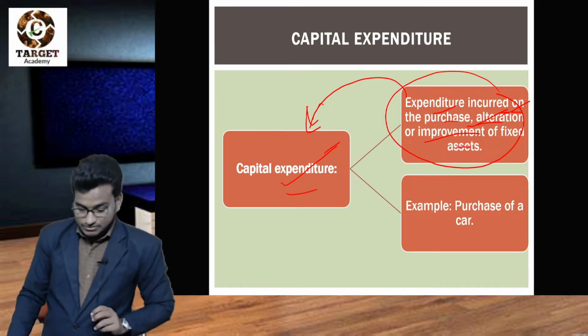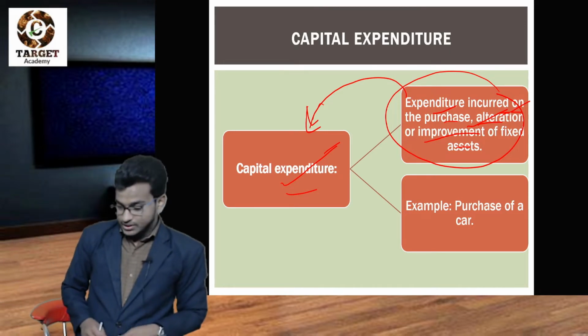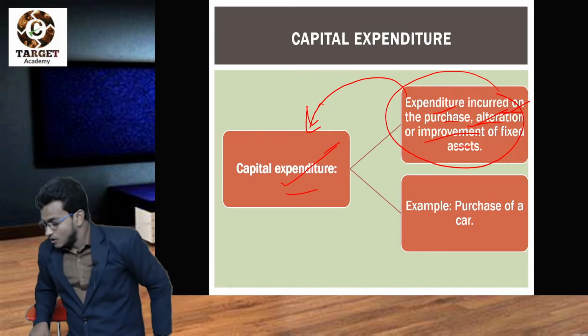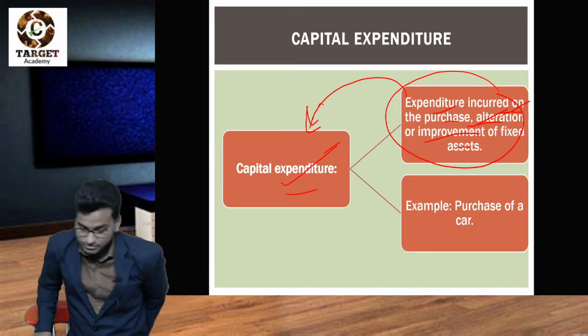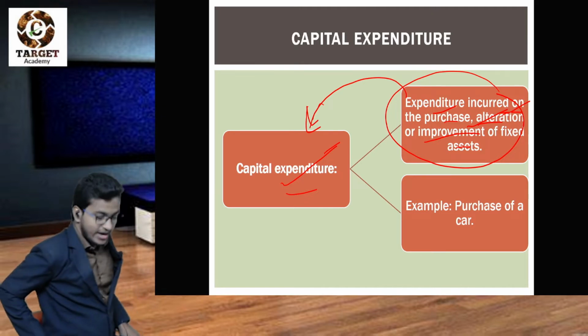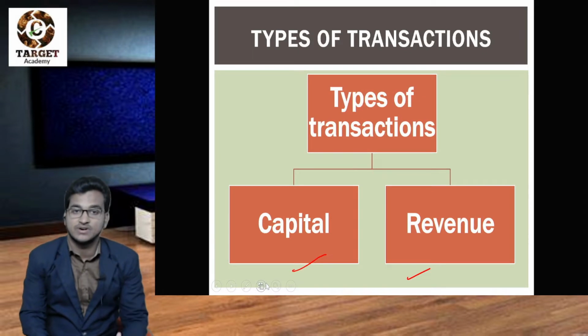Let me summarize the total capital expenditure meaning. Expenditure incurred on purchase, alteration or improvement of fixed asset is capital expenditure. Examples: purchase of car, purchase of vehicle, purchase of building, all these.